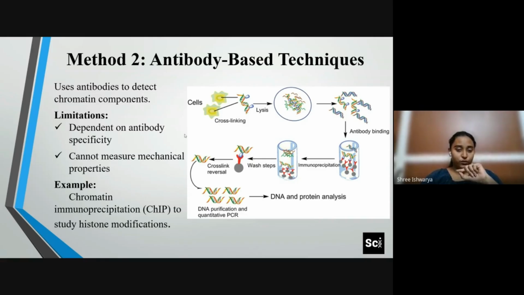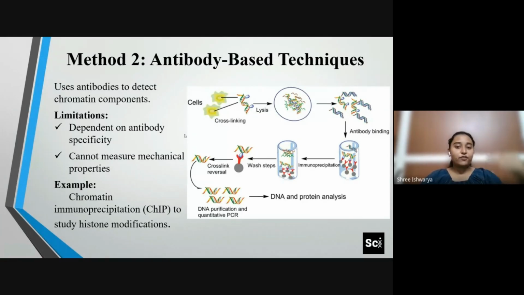Here we use antibody particles that attach to your chromatin compounds and then detect the component present in it. The limitation here is that we have to have an antibody which is specific to your chromatin. Other antibodies cannot bind to it. So that is the limitation here.